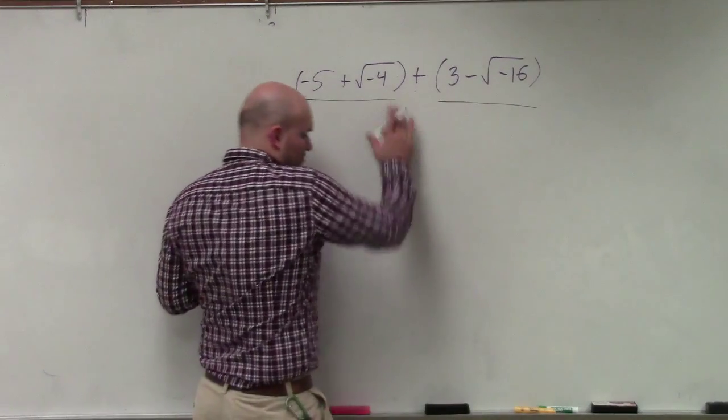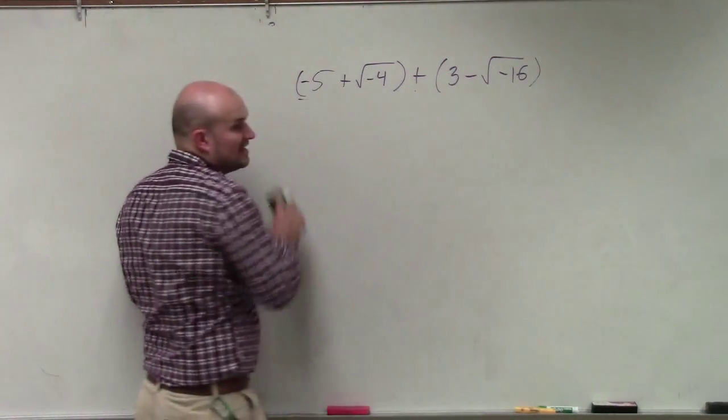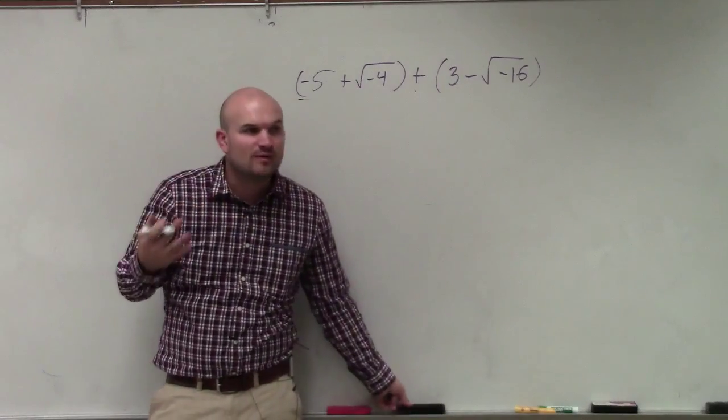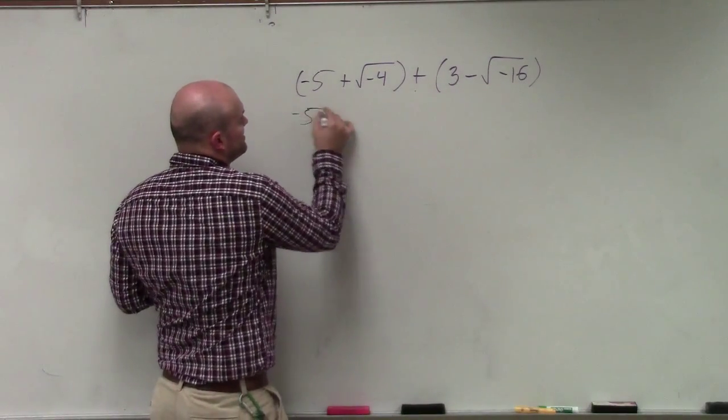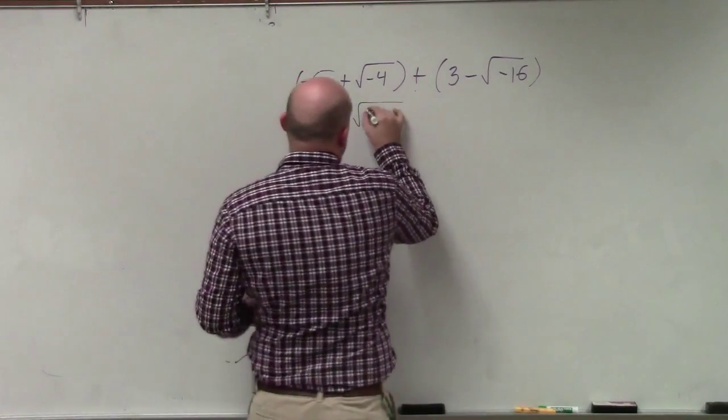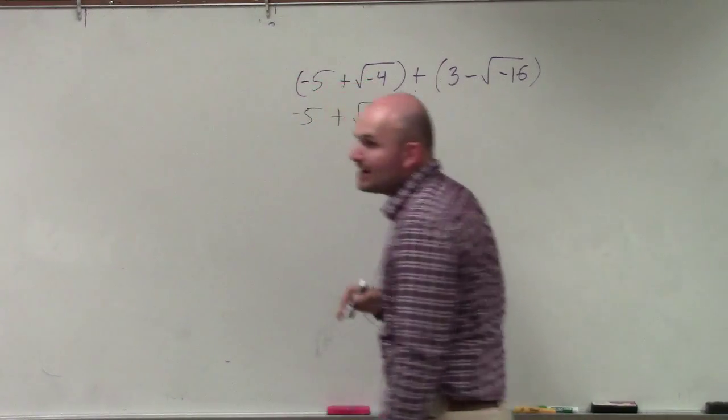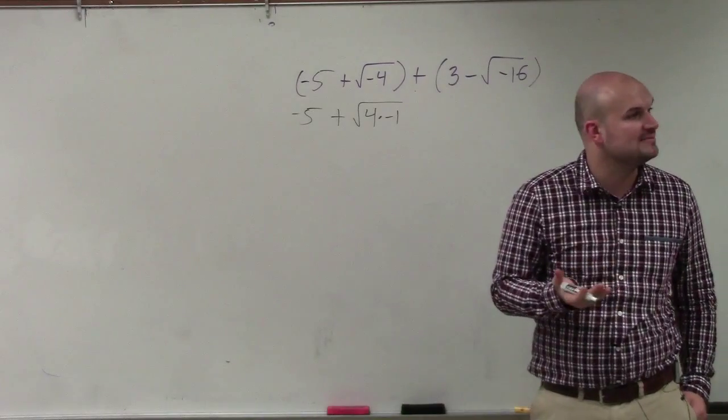So the steps that I told you guys to do last class period: the first thing is let's always rewrite this using i. If you guys remember, we can rewrite each of these. You can't take the square root of a negative number, but you can rewrite it as the product of a number times -1.